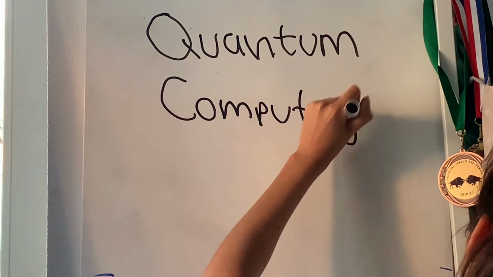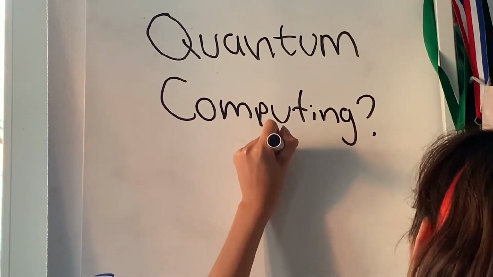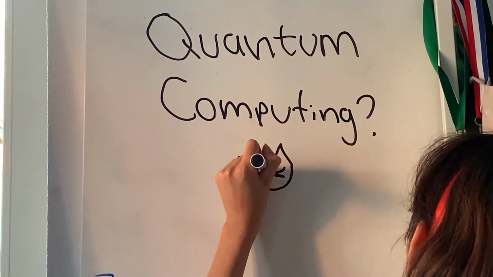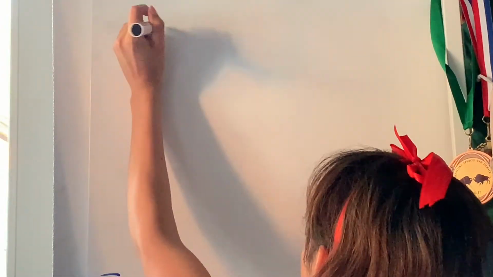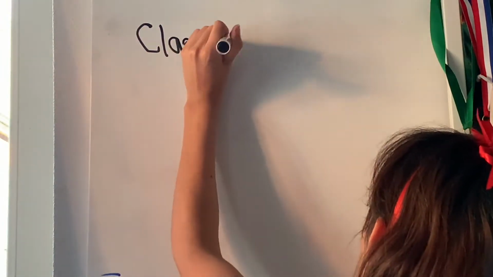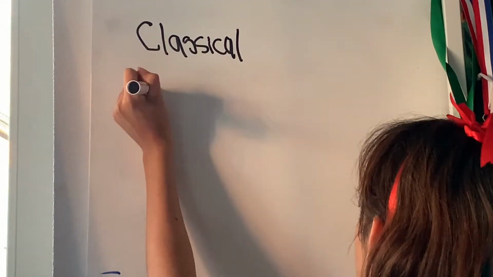Now, you might have heard a lot about quantum computing already, but some of the true basics that you need to know are as follows. Classical computers perform operations using classical bits, which, as we know, can adopt a value of either 0 or 1.